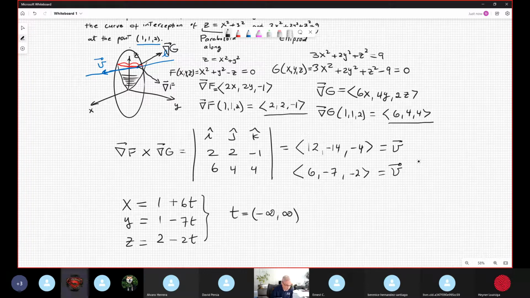Okay, no problem. Now I want to explain one theoretical part. Professor? Go ahead. Why did you divide the direction vector by 2? Well, because I like, they are not mandatory. The vectors 12, negative 14, negative 4, and 6, negative 7, negative 2 are the same. It's a parallel vector, but different magnitude. So to get the equation of the line, you need any direction vector. Exactly. Okay. Thank you.